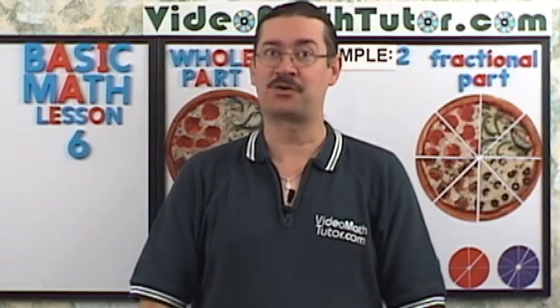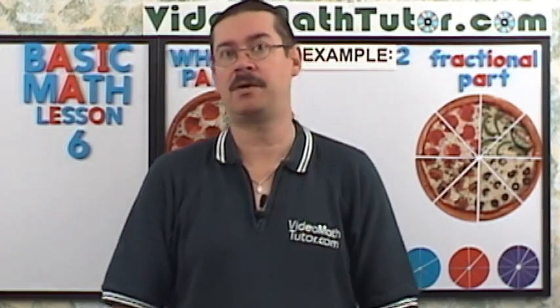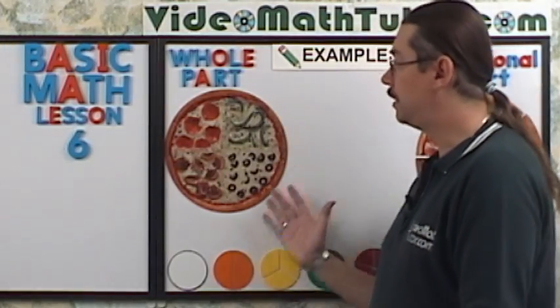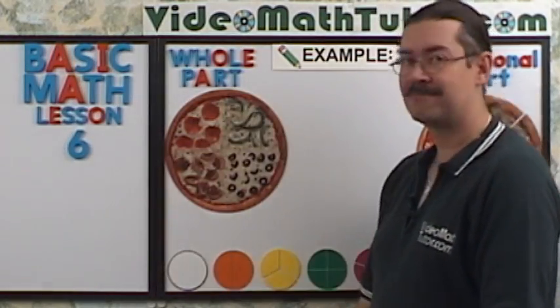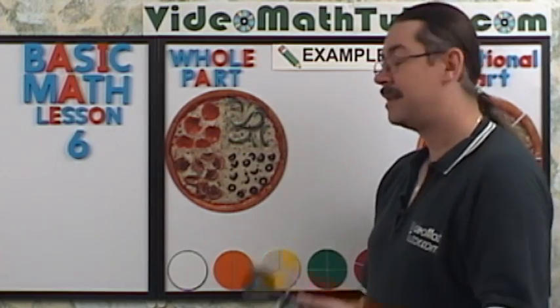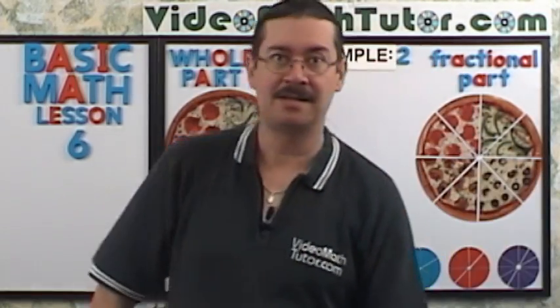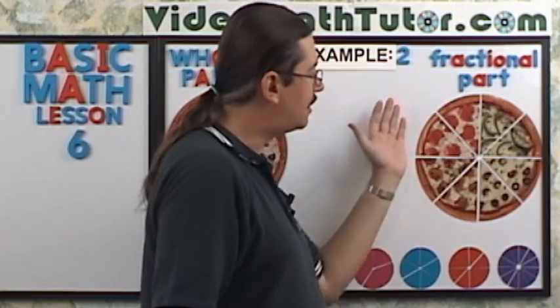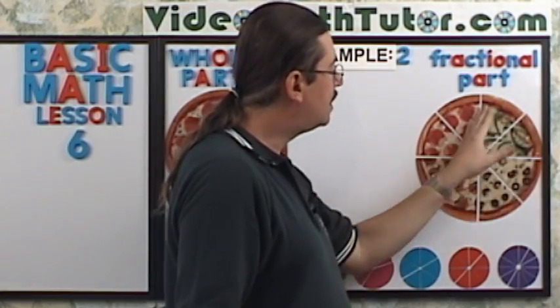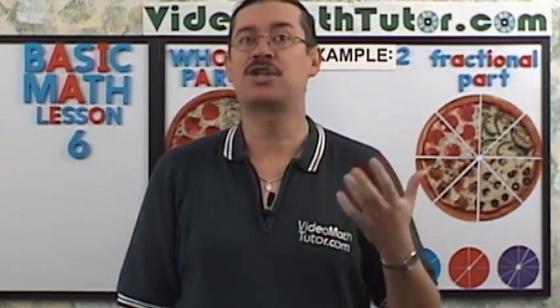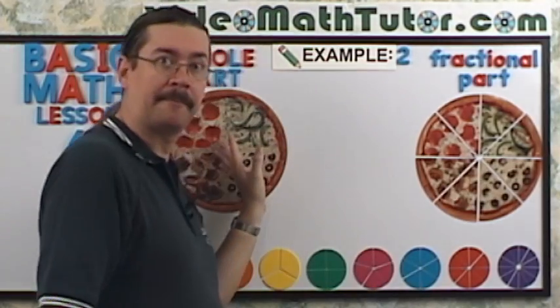Of course, pizza is a terrific example of whole parts versus fractional parts. Here's an example of an entire whole pizza. Looks pretty yummy. Now we slice this thing up into the standard way of dividing up a pizza, into eighths. Each of these individual slices is a fractional part of a whole.